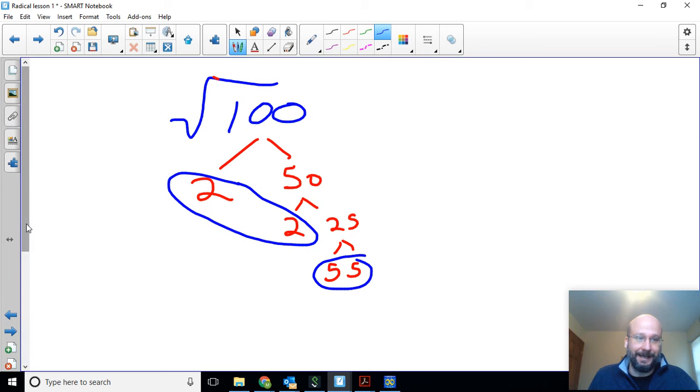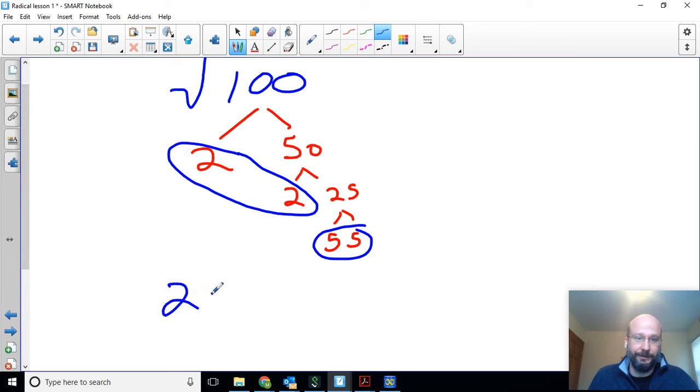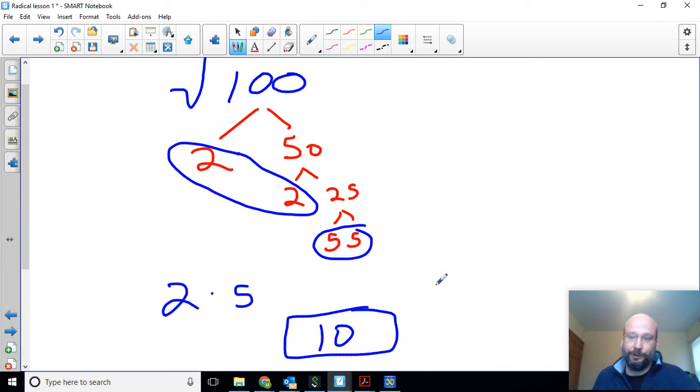So on the outside, we have one 2 and one 5, right? For every pair, you bring 1 to the outside of the symbol. In this case, we have a pair of 2s, so 1 would come out, and we have a pair of 5s, so one of those would come out. And then 2 times 5 is 10, so 10's our answer because we have nothing left over. That's if it's a perfect square.